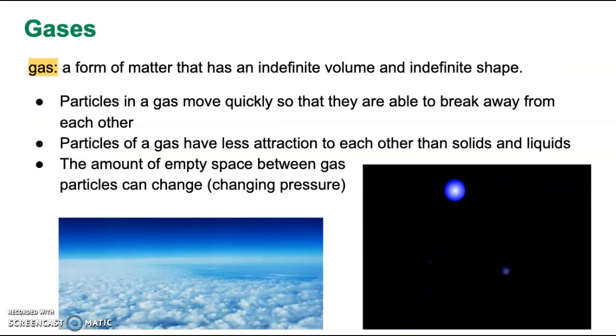Now we come to our gases, the third and final state of matter that we're going to talk about today. A gas is a form of matter that has both an indefinite volume and an indefinite shape. Remember, indefinite meaning able to change, not defined. The particles in the gas move quickly, so they're able to break away from one another and move as far apart as they want.